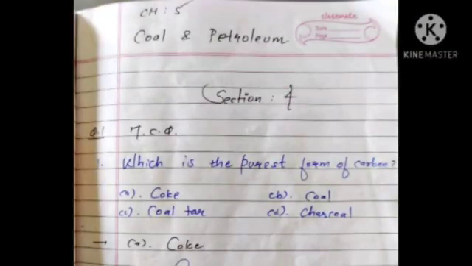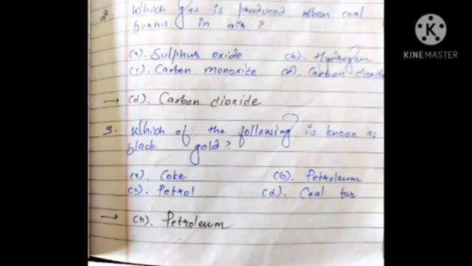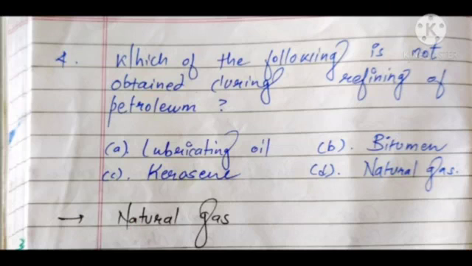which is the purest form of carbon, and the answer is coke. Second one is which gas is produced when coal burns in air, and the answer is carbon dioxide. Third one is which of the following is known as black gold, and the answer is petroleum. Fourth one is which of the following is not obtained during refining of petroleum, and the answer is natural gas.